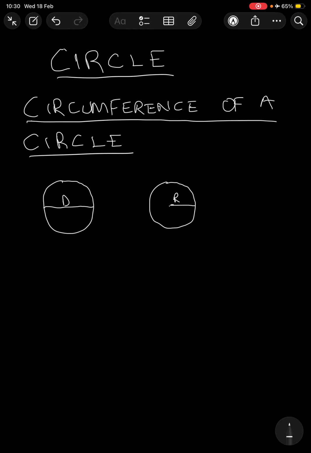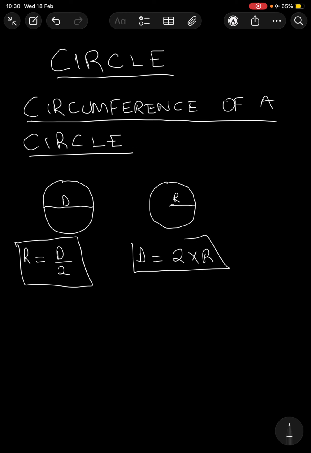So if I want to get the radius from the diameter, it is diameter divided by 2. Next, if I want to get the diameter from the radius, it is 2 times radius.